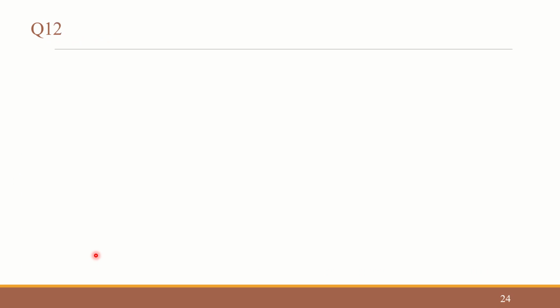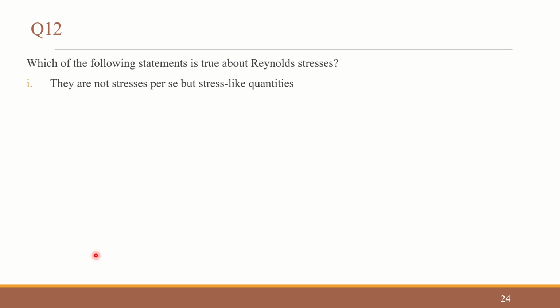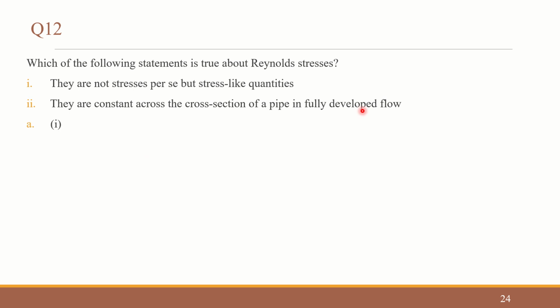We will go to question 12. In question 12, what is given? Which of the following statements is true about Reynolds stresses? First one, they are not stresses per se but stress-like quantities. Second, they are constant across the cross-section of a pipe in a fully developed flow. Option A 1. Option B both 1 and 2. Option C 2. Option D neither 1 nor 2.